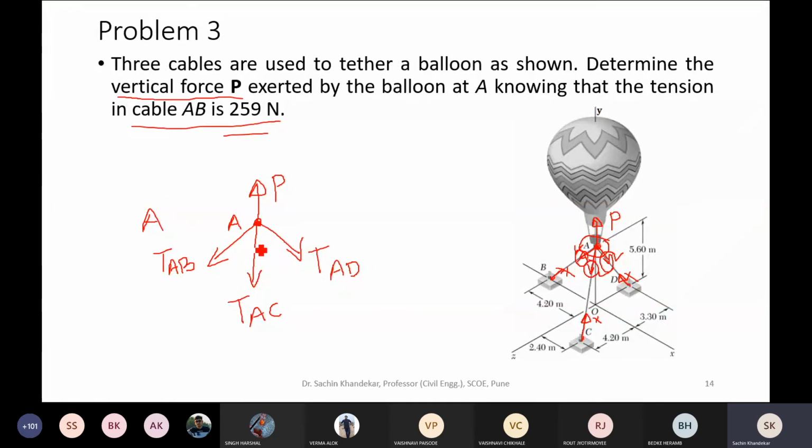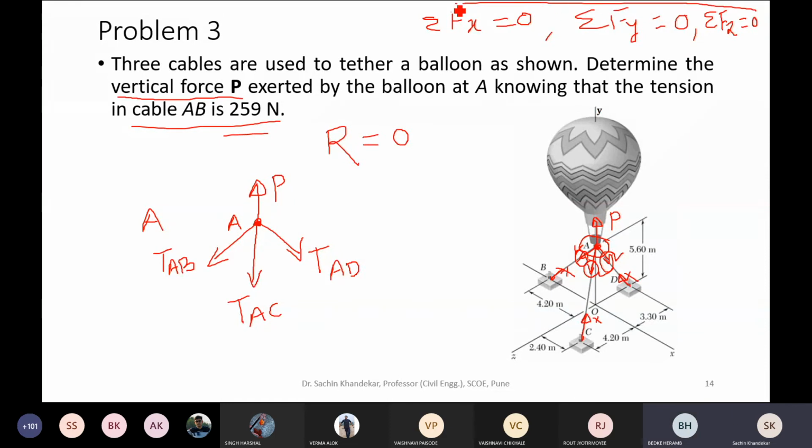And while point A is in static equilibrium, how much is the resultant force acting at point A? 0. Now in the two-dimensional case we have studied that if the resultant force is equal to 0, then summation Fx is equal to 0 and summation Fy is equal to 0 for 2D case. Now what about the three-dimensional case? There will be one more additional equation, that is summation Fz is equal to 0.